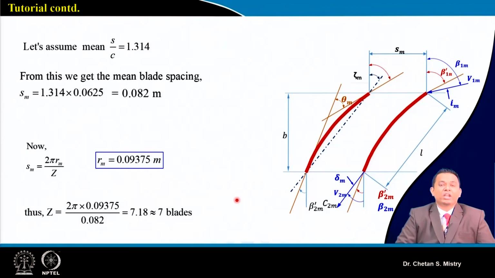So here, in order to do the calculation, we are assuming our mean S by C, the mean solidity, as 1.314, and we are calculating our number of blades based on mean radius, and that is coming as 7.18. Roughly we can say that is 7 blades. So for ventilation fans, the number of blades will be in the range of 3, 5, 7, sometimes they go for 9.